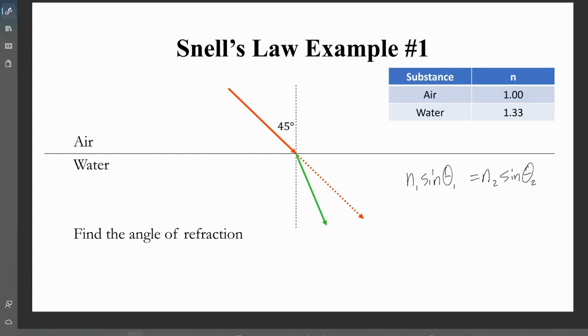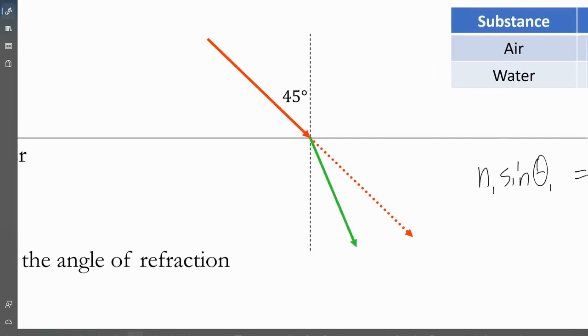Okay, let's try this out though. So find the angle of refraction as we go from air into water, and let's say we start at 45 degrees. By the way, that's the refracted angle, that's what we're trying to find.